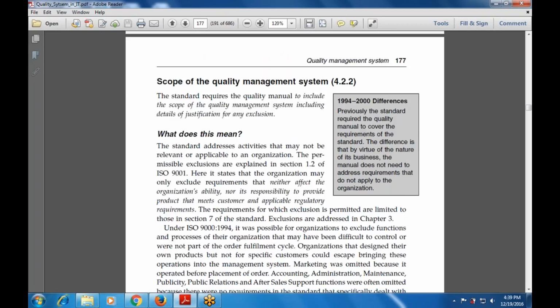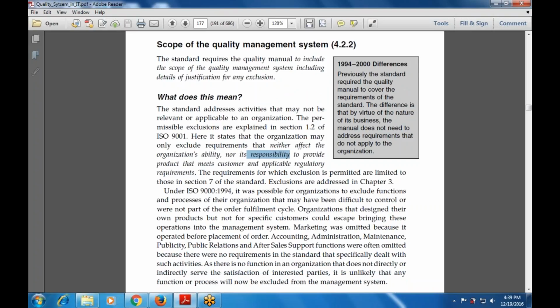These requirements neither affect the organization's ability nor its responsibility to provide the product that meets the customer and applicable regulatory requirements. And when we use ISO 9000, it is also possible for the organization to exclude the functions and processes of the organization that may be difficult to control or would not be used to fulfill the fulfillment cycle. And organizations that design their own product, not for specific customers, should also bring these operations into the management system.